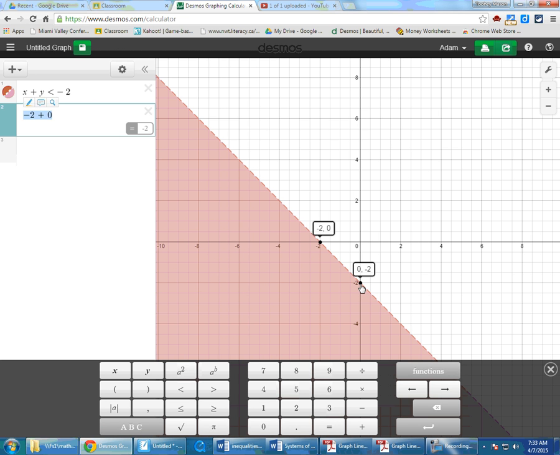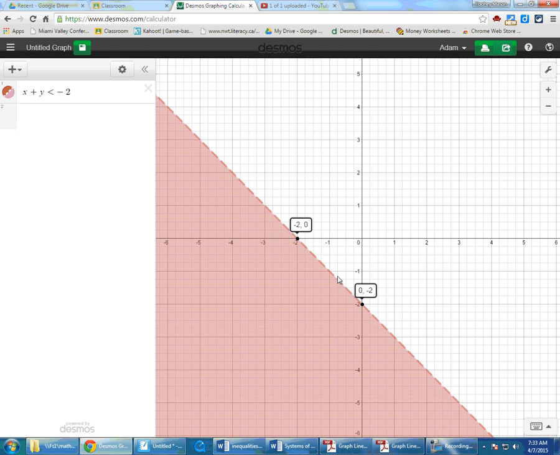If I switch it around, 0 plus -2 also equals -2. We know that it is not less than -2. The -2 would have to be equal to, and there's no line underneath it for it to work. So these are not solutions. We also know they're not solutions because they're on a dashed line. The points on the dashed line are not solutions. So I'd have to pick a different point that could be out here.